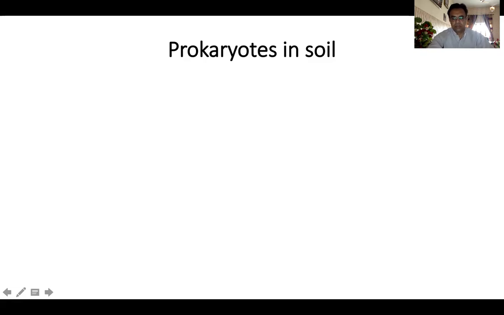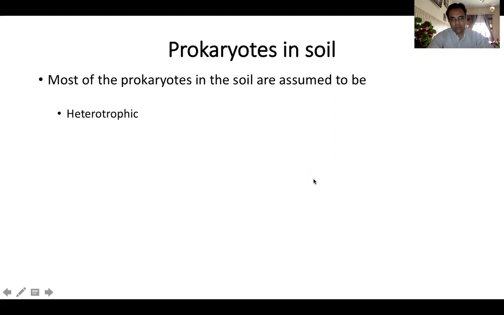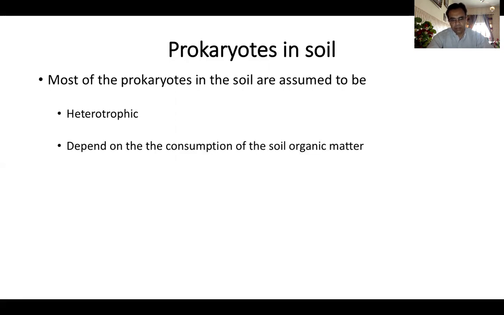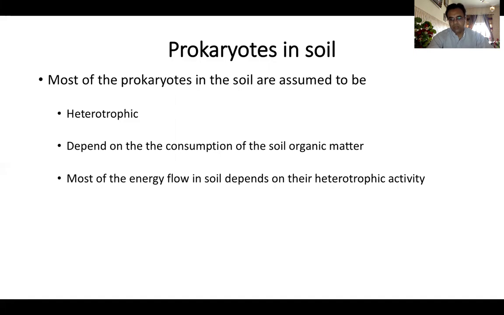So prokaryotes are of different types in soil. For example, there are autotrophic prokaryotes, there are heterotrophic prokaryotes, there are saprophytic prokaryotes. But in soil, when we talk, we mostly talk about the heterotrophic prokaryotes. These are the prokaryotes that can utilize organic matter for their energy purpose. They depend on the consumption of soil organic matter. They are an important part of the decomposer community. Most of the energy flow in soil depends on their heterotrophic activity.